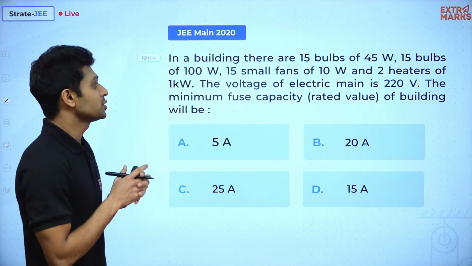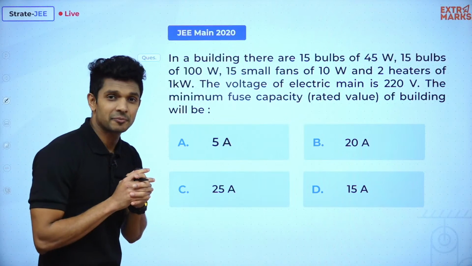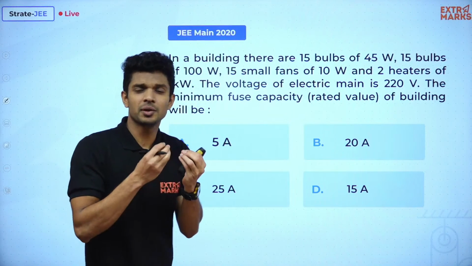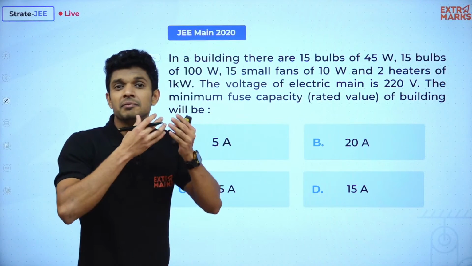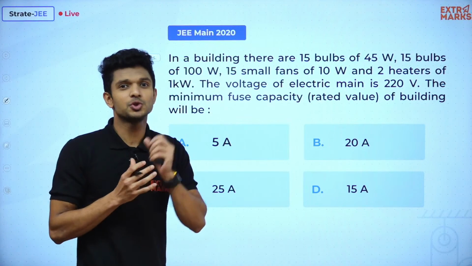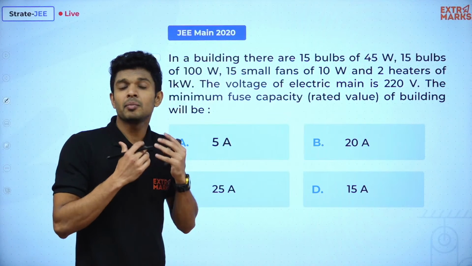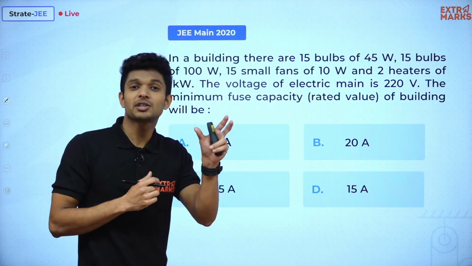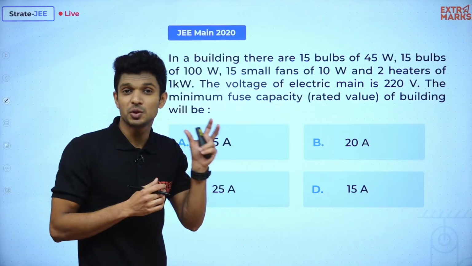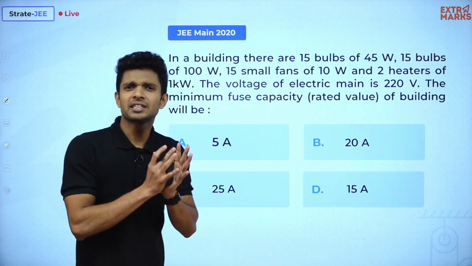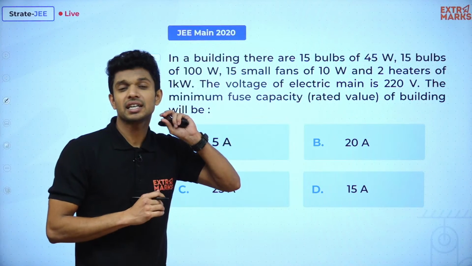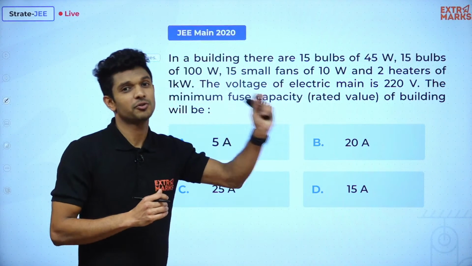The minimum fuse capacity of the building will be... What is the question here? What do you mean by minimum fuse capacity? Which means the minimum capacity a fuse should have, or the minimum amount of current that should be passing through the fuse wire. Okay? So let us find out the minimum value of the current that should be passing through the fuse wire.